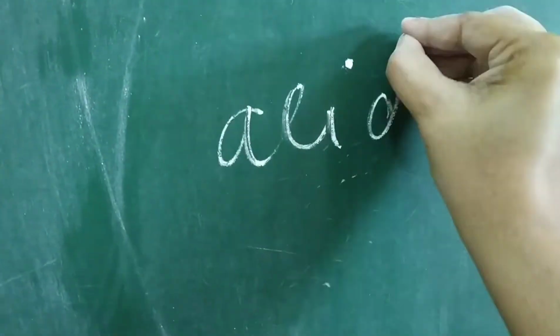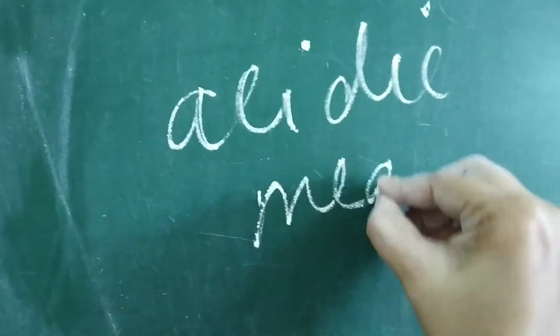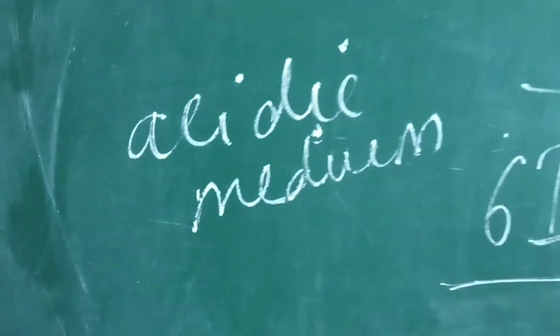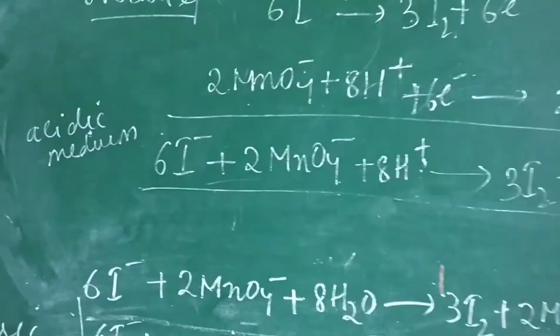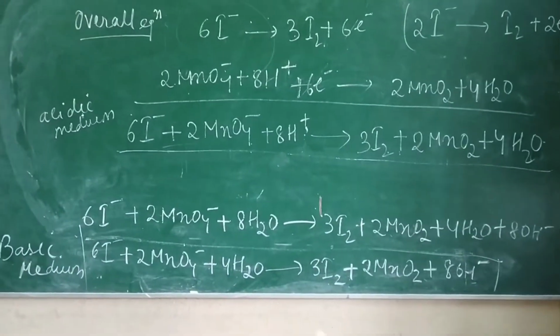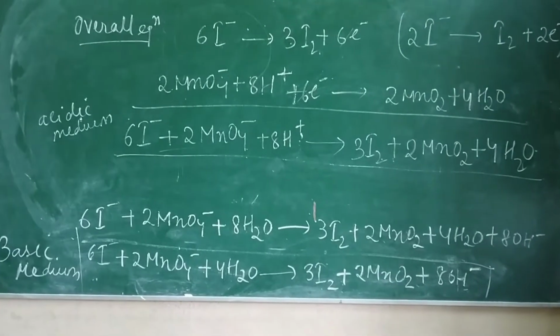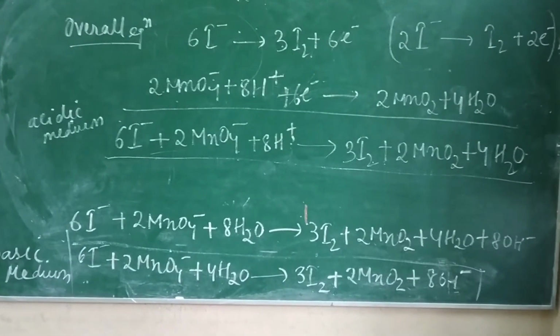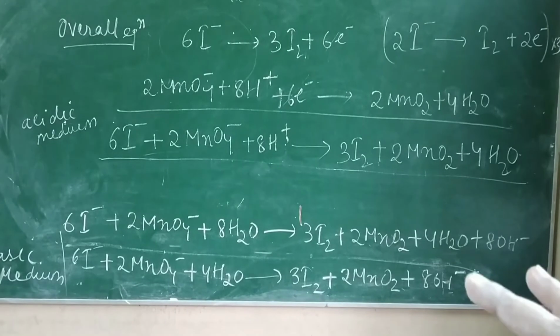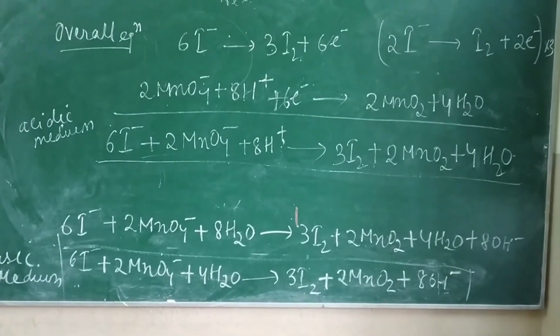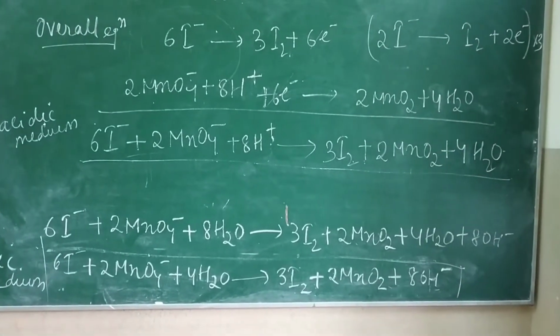So for acidic medium, this will be the answer, and for basic medium, this will be the answer. In acidic medium, H plus ions are present, in basic medium, OH minus ions are present. Now the next method we will learn is the oxidation number method.